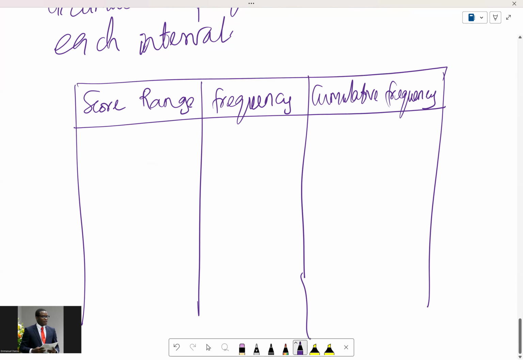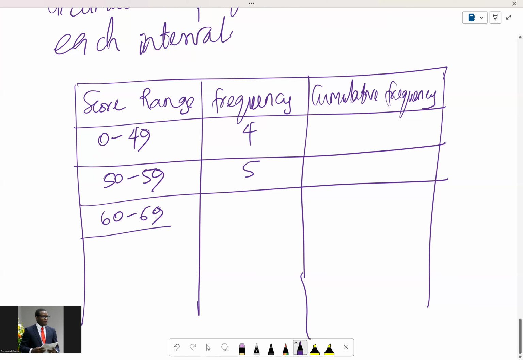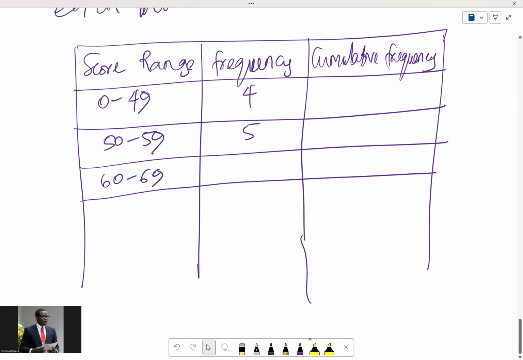So you have 0 to 49 appearing 4 times. You have 50 to 59 appearing 5 times. Then you have 60. This kind of grouping is actually useful because most times 0 to 49 can be taken as F. So 50 to 59 is C, and so on and so forth, depending on the system you're working with.